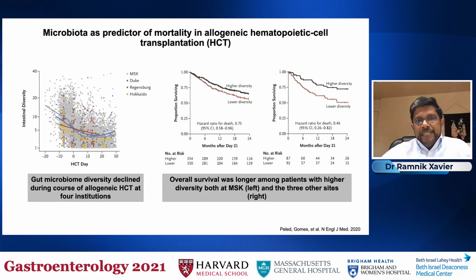What about microbiota as a predictor of mortality in allogeneic hematopoietic stem cell transplantation? Again, an elegant study that Eric Pamer and others have built out. The gut microbiome diversity declined during the course of allogeneic hematopoietic stem cell transplantation, and this was seen in 4 different institutions, all the way from Memorial Sloan Kettering to Hokkaido in Japan. The higher the diversity, the better the patients did. Overall survival was longer among patients with high diversity, both at Memorial Sloan Kettering and the other 3 institutions, suggesting that microbiome diversity helps with response and successful HCT.